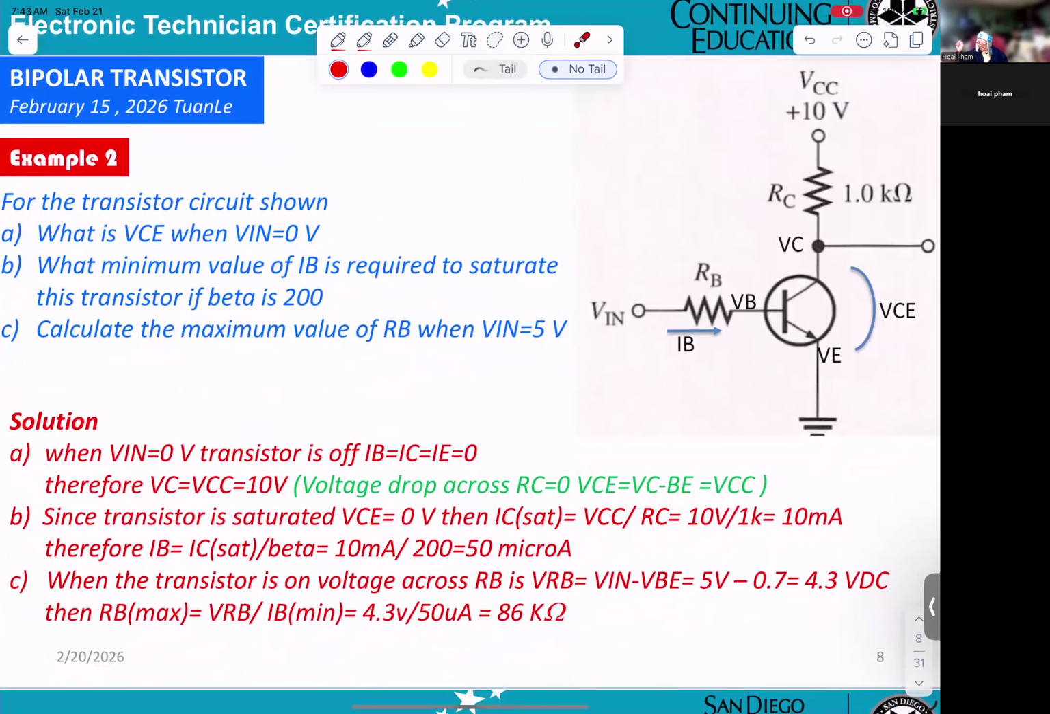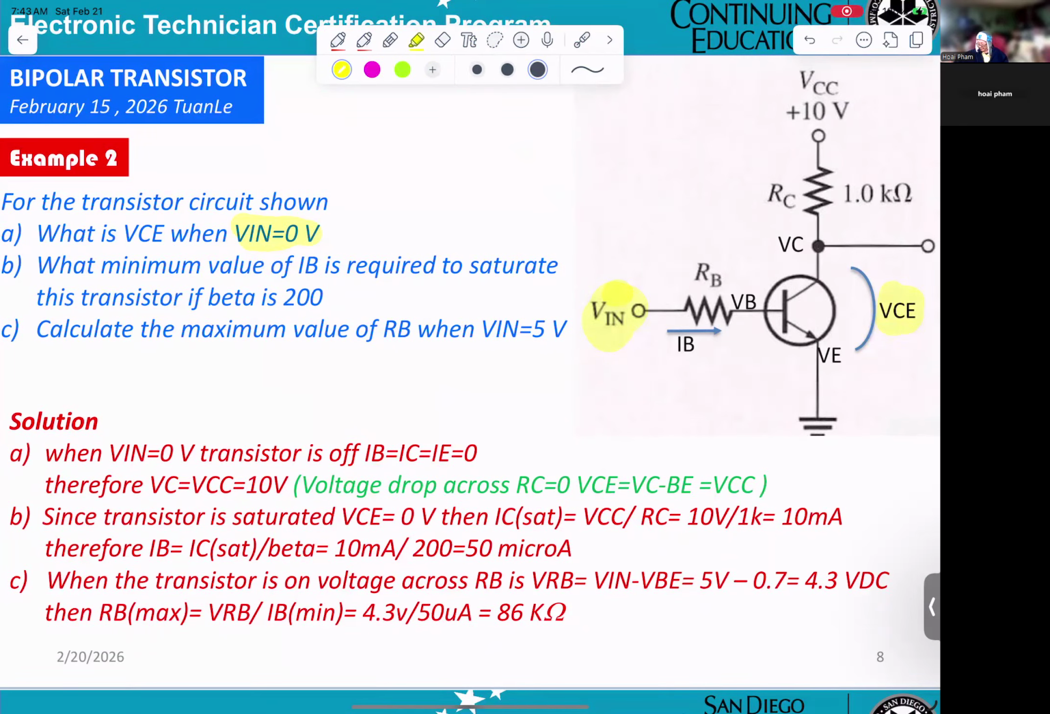Now, this is an example. You see the NPN transistor. First thing, you get the VE, and they say VE equals 0. What they want for this transistor circuit is to show what VCE is. That's what they're asking for, VCE here.